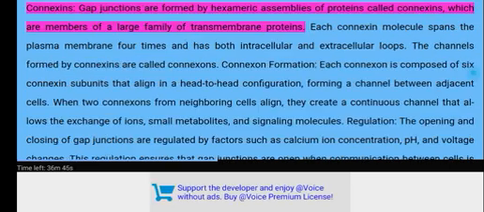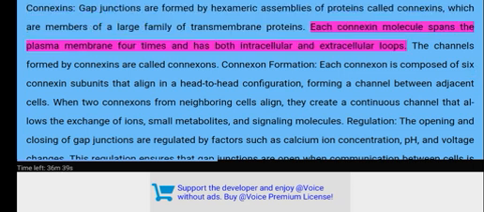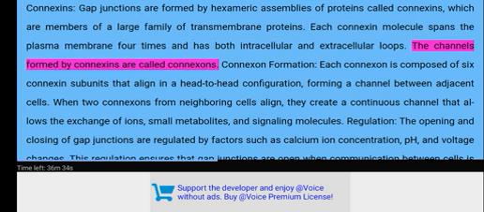Structure of gap junctions. Connexins. Gap junctions are formed by hexameric assemblies of proteins called connexins, which are members of a large family of transmembrane proteins. Each connexin molecule spans the plasma membrane 4 times and has both intracellular and extracellular loops. The channels formed by connexins are called connexons.